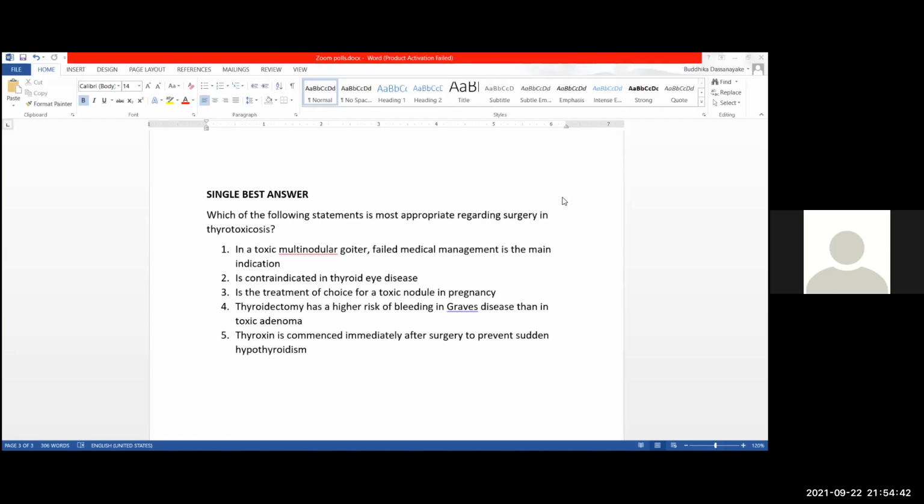Since these are multinodular goiters, they're usually large, which means that radioiodine can't be given because you need a large amount of radioiodine. Therefore, you have to operate on them, right? Second response. It is contraindicated in thyroid eye disease. No, for two reasons. Now, one is the eye disease is unrelated to this. So you have to get rid of the gland if you have to get rid of it.